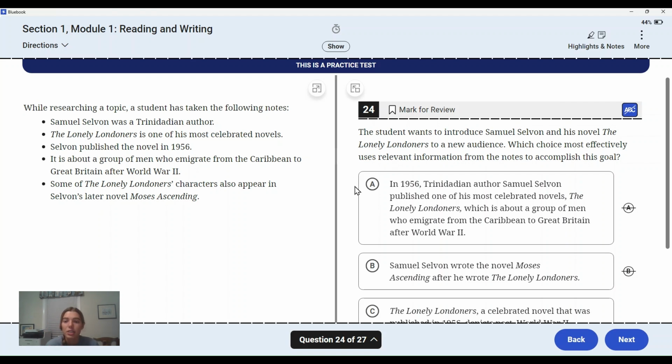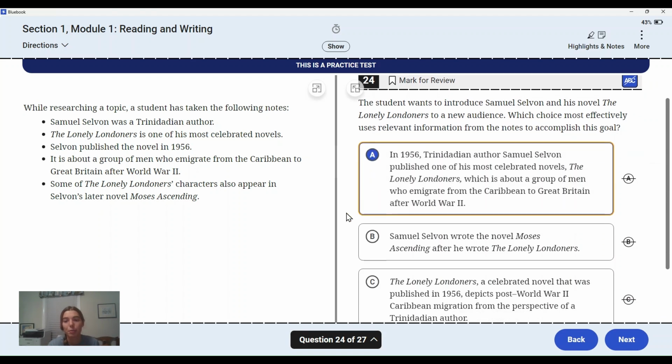In 1956, Trinidadian author Samuel Selvin published one of his most celebrated novels. That introduces Samuel Selvin. He is Trinidadian, and it introduces his book, The Lonely Londoners, which is about a group of men who immigrate from the Caribbean to Great Britain after World War II. Okay, so that includes both things we're looking for. Gives an introduction of Samuel Selvin, and then it gives an introduction to the book. So, we'll go ahead and look at the other answers, but don't think they're going to be right.